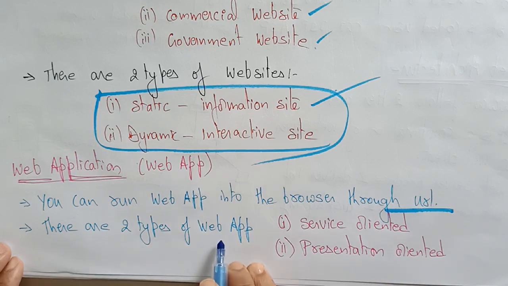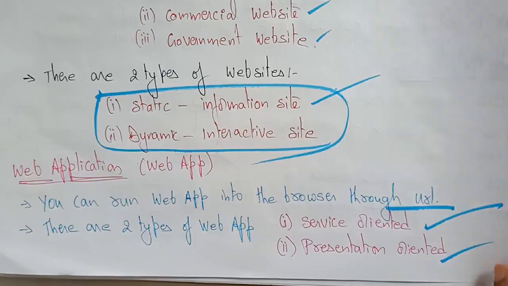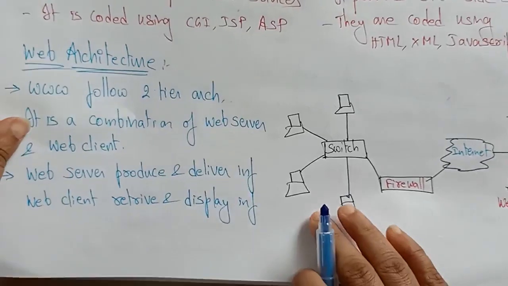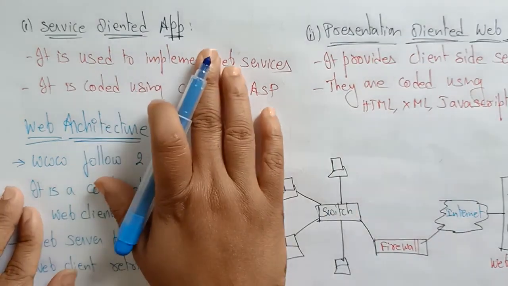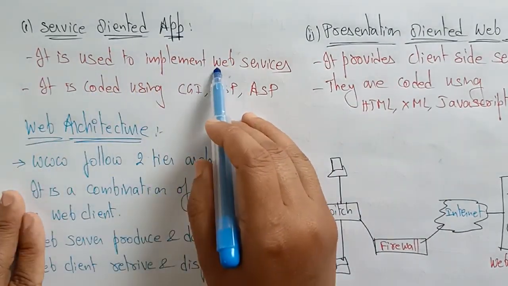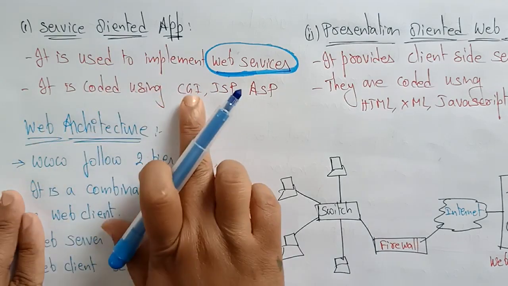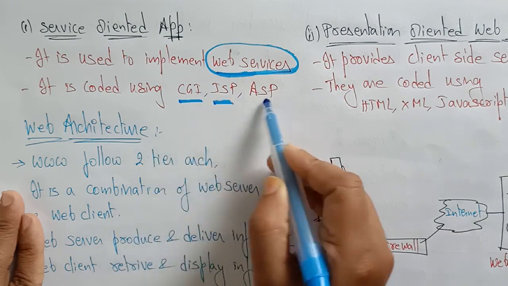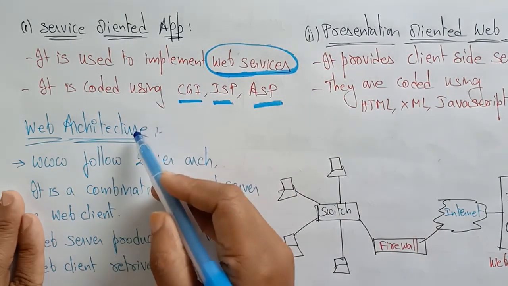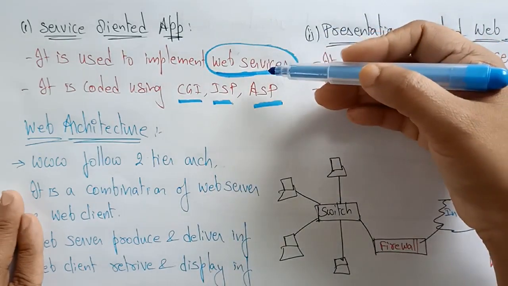There are two types of web applications: one is service oriented and one is presentation oriented. What is service oriented and what is presentation oriented? Service oriented applications are used to implement web services. It is coded using CGI, JSP, ASP. With the help of these languages, we can develop the web services.